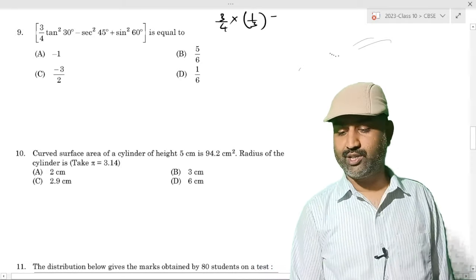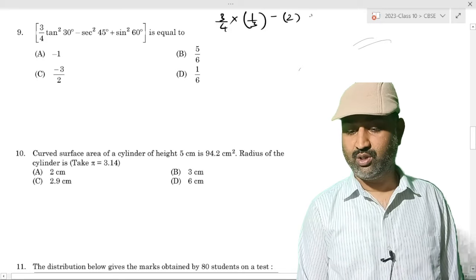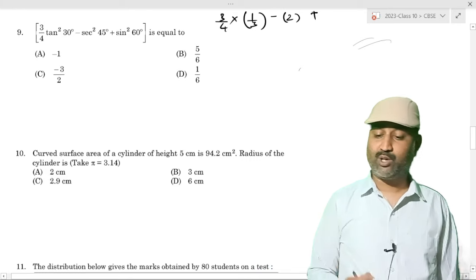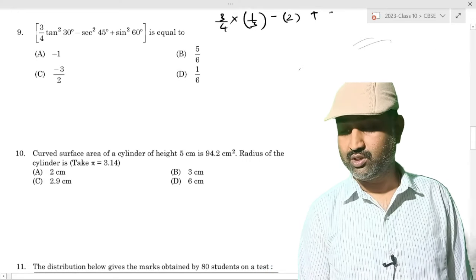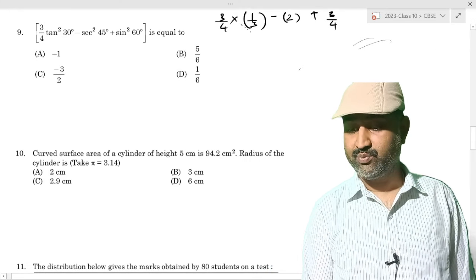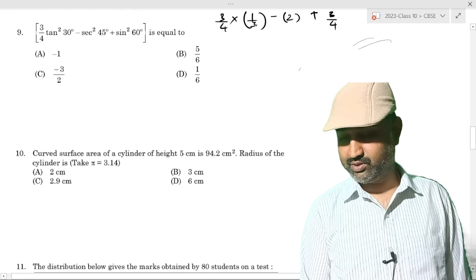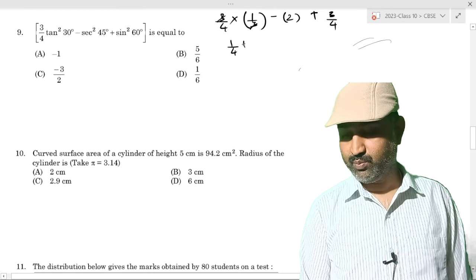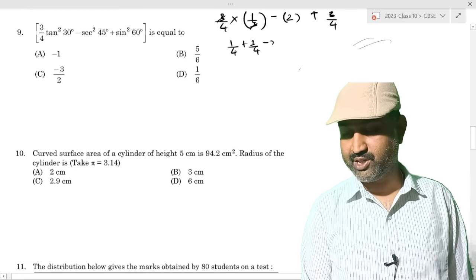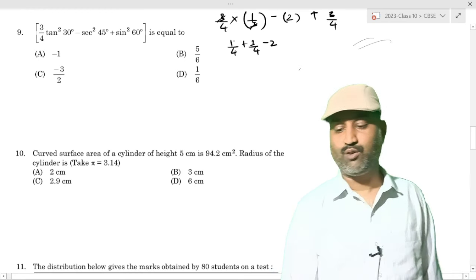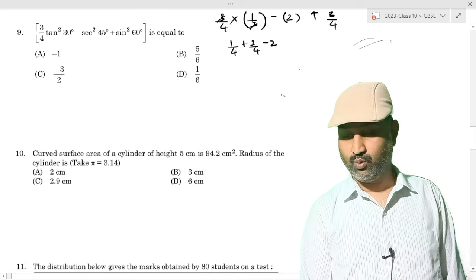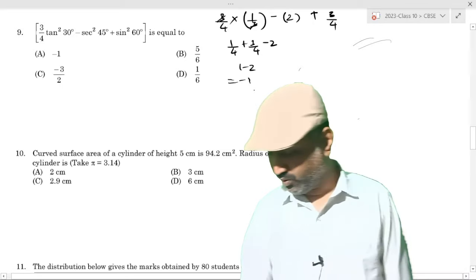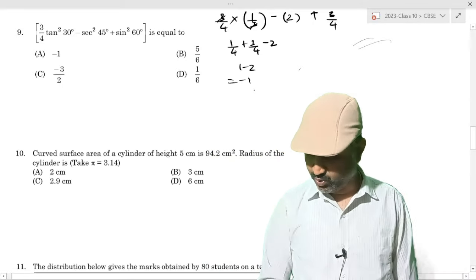Root 2 whole square is 2, right? Plus sin 60 is root 3 by 2. Root 3 by 2 whole square is 3 by 4, right? Now this 3 is cancelled. 1 by 4 plus 3 by 4 minus 2. 1 by 4 plus 3 by 4 is 1. 1 minus 2 is minus 1. Hope it is very clear.